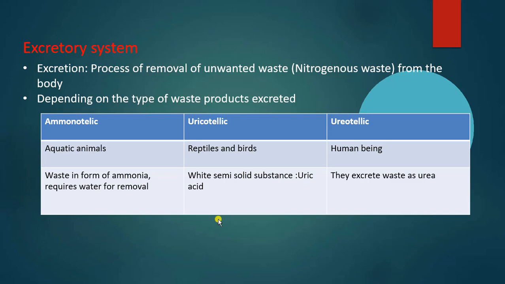If the waste is in our house, it affects our environment, our body, right? In the same way, if the waste is inside our body also, it leads to different diseases in our body. And hence, this waste has to be removed out of our body. This process of removal of unwanted waste from the body is said to be excretion.